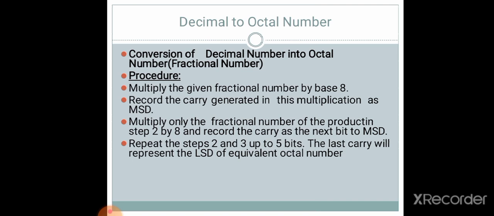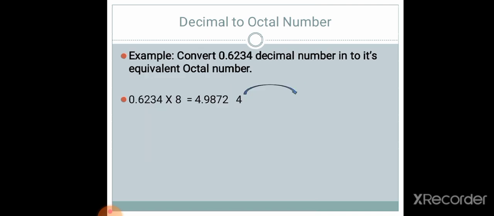So this is the fractional number, so we'll convert the decimal number by multiplying with 8. How to do it? We'll see. The number is given, 0.6234, and we have to convert this number into octal number, right?